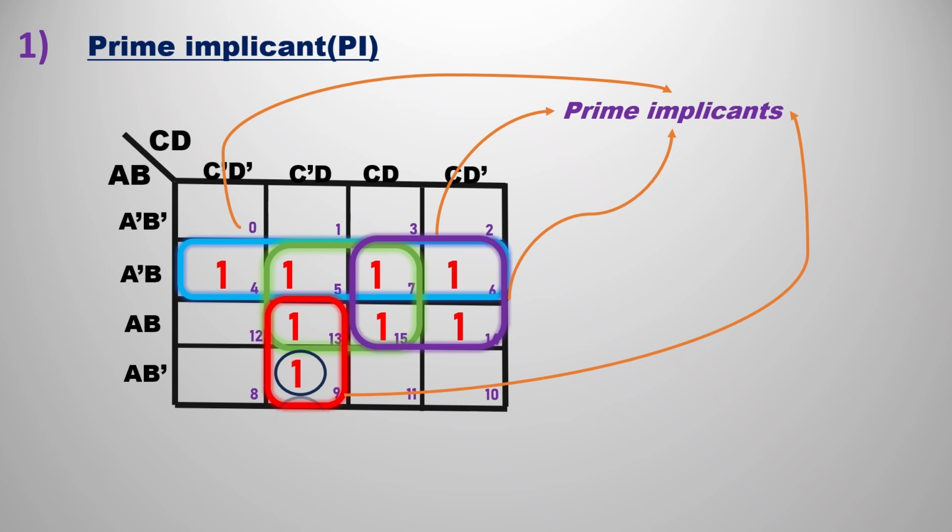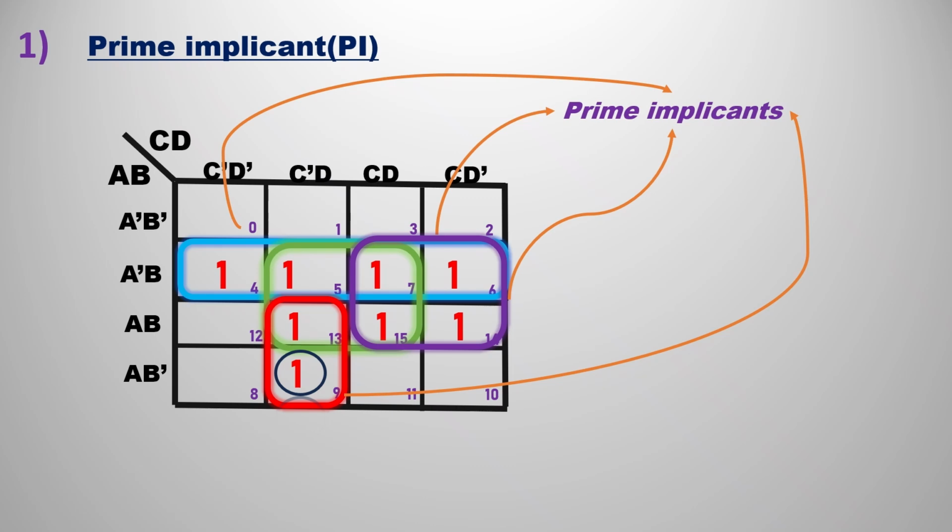The remaining group, the last group, is the green box. If you observe each and every position, the green box itself is a prime implicant, but inside, each position is sharing with another prime implicant. The fifth one is sharing with the fourth one, meaning the blue box. The seventh one is sharing with the blue box and the purple box. The 15th one is sharing with the purple box. The 13th one is sharing with the red box. Each and every one is sharing with other prime implicants, so that is not considered an essential prime implicant.